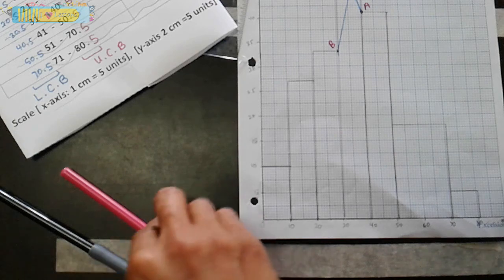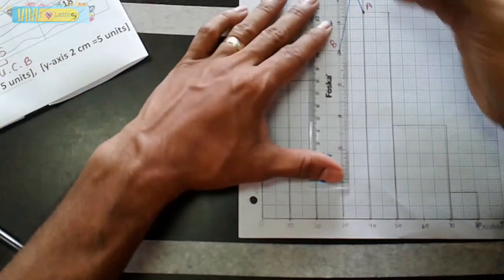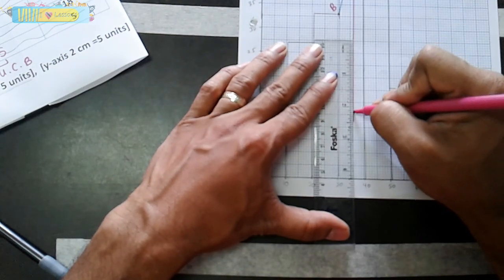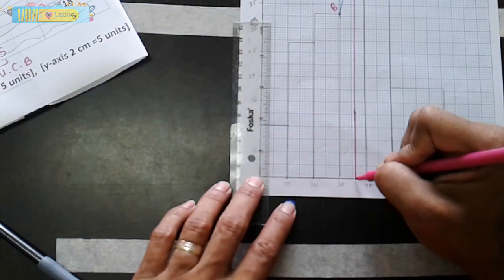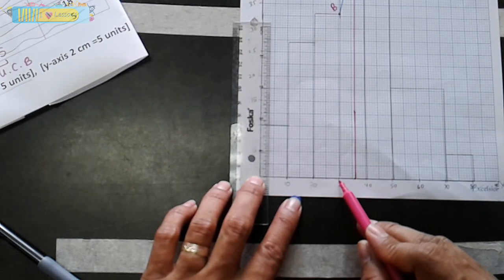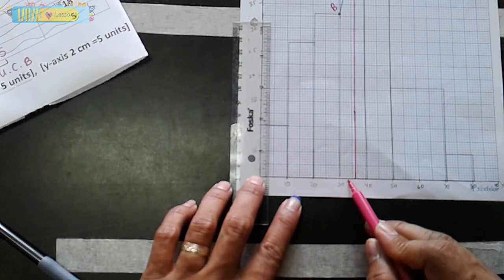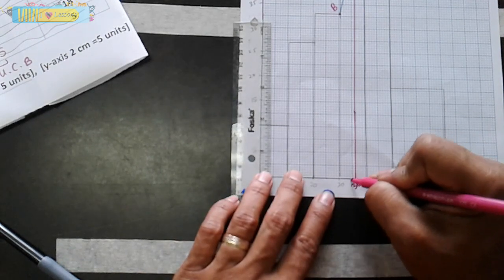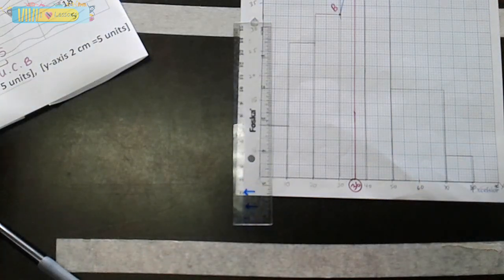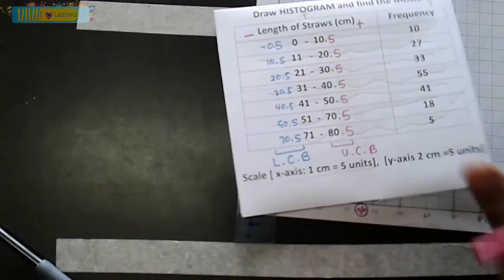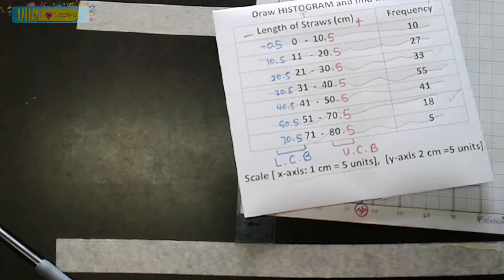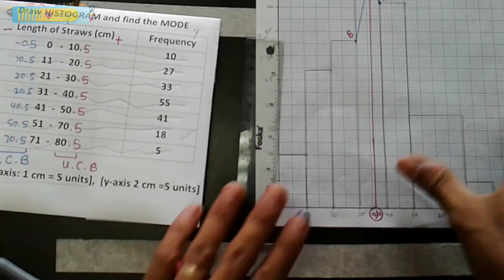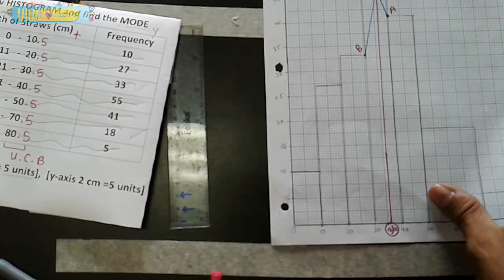So let's see what's the mode for my question. Well, let's drop it straight down. And it seems to me, if here's 31, 32, 33, 34, 35, 36, it dropped somewhere on 36. So that means the mode for the length of straws for this particular question was 36, right? So that's the modal length, 36 centimeters, okay?